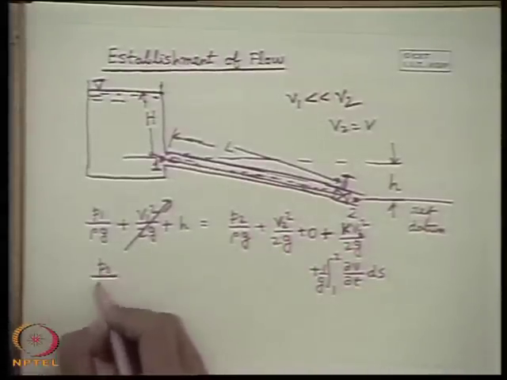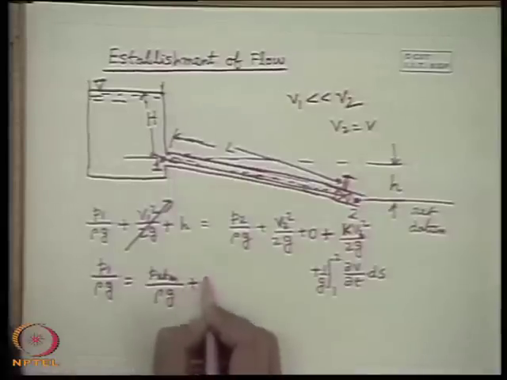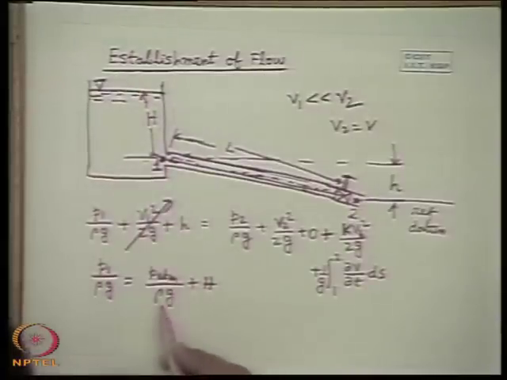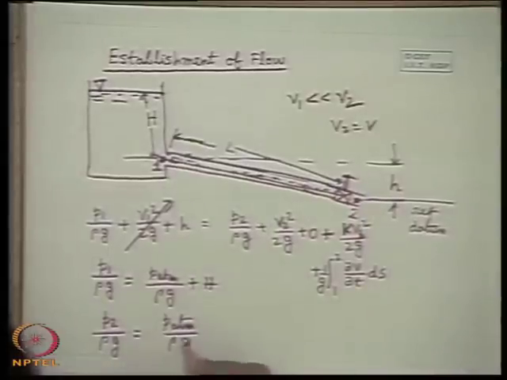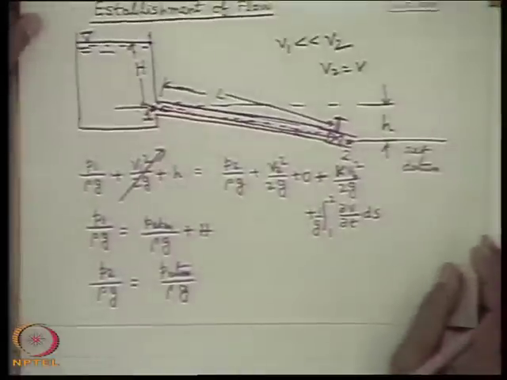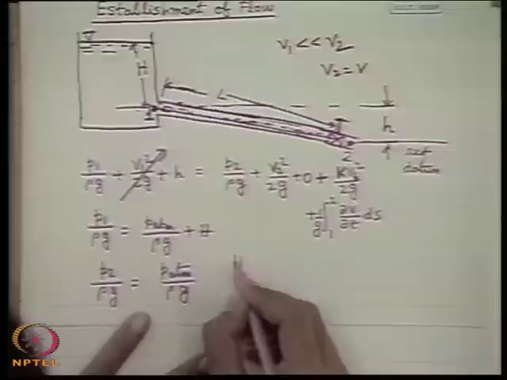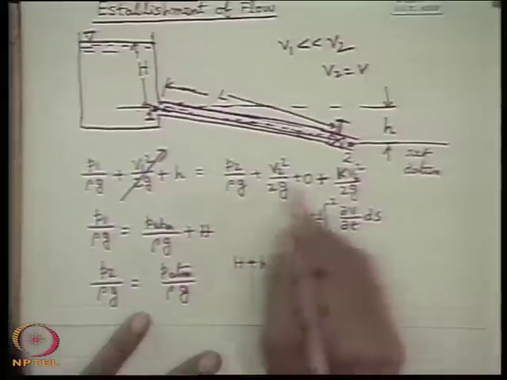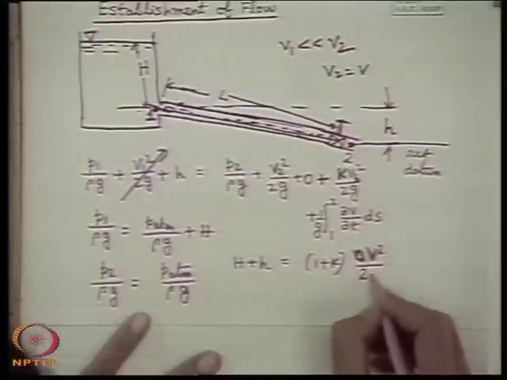And moreover, P1 by rho g is P atmosphere by rho g plus h, because the pressure at this point 1 is P atmospheric plus rho g h. Similarly, P2 by rho g, the pressure here, is P atmospheric by rho g. If we substitute this, the P atmospheric by rho g will cancel, and we will get h plus H on the left hand side, is equal to 1 plus K, these two terms, times V square by 2g, where V is the instantaneous flow velocity.